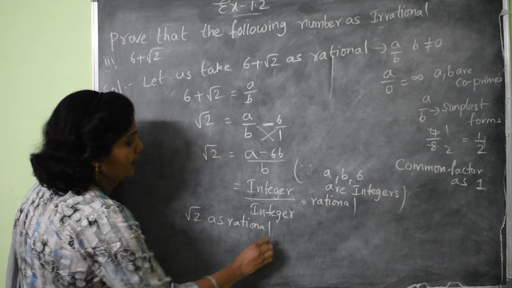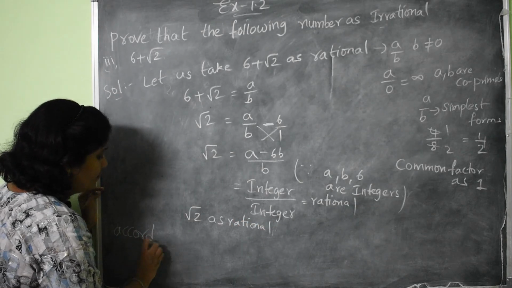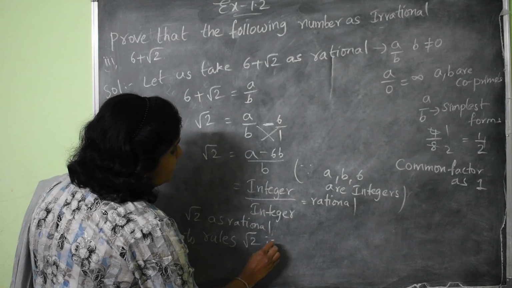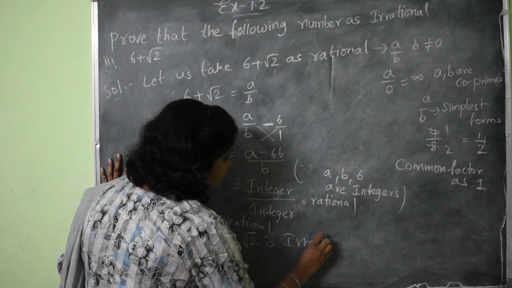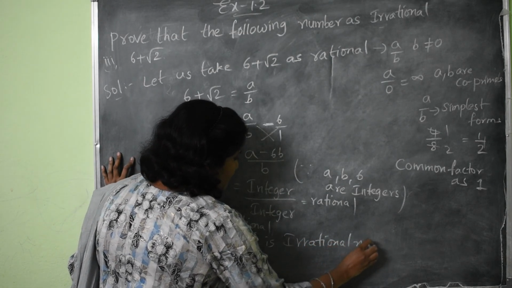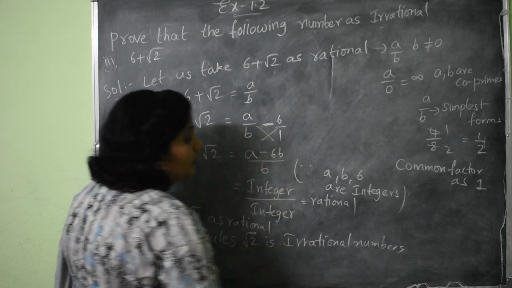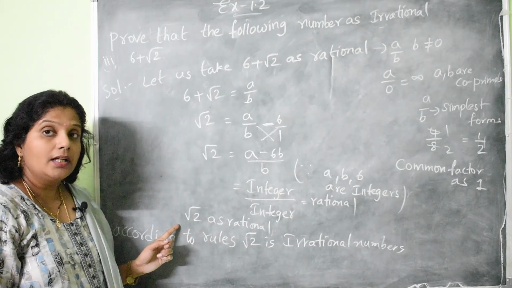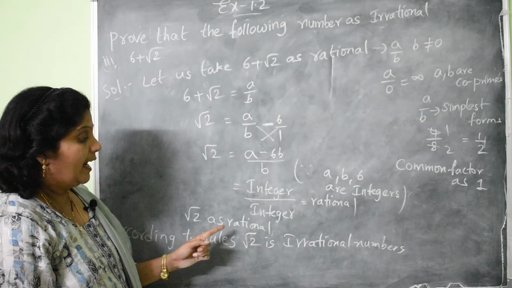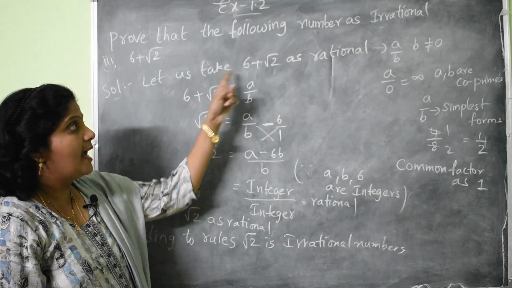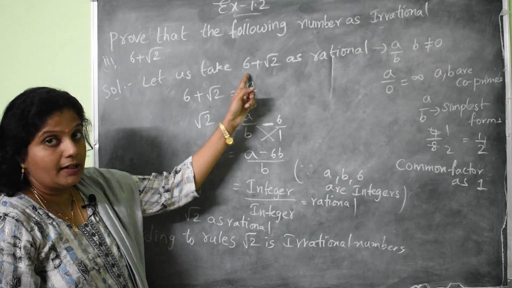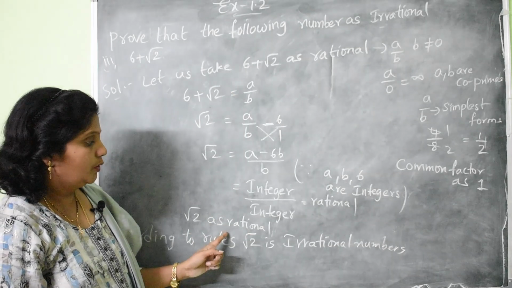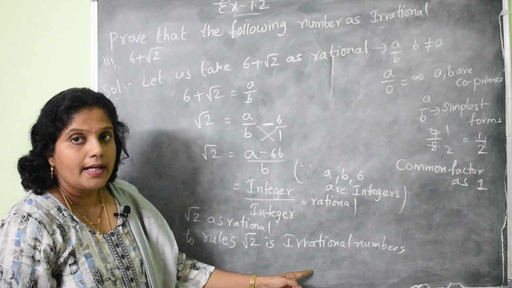But what happens according to our rules? According to our rules, root 2 is an irrational number. But what we got here is root 2 as a rational number. The reason we got this wrong statement is that what we have assumed here is wrong. Because of our wrong assumption only, we got the incorrect answer, root 2 as rational. So root 2 is not rational according to our rules. Root 2 is an irrational number.